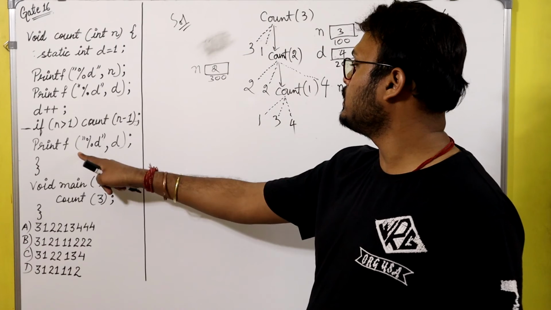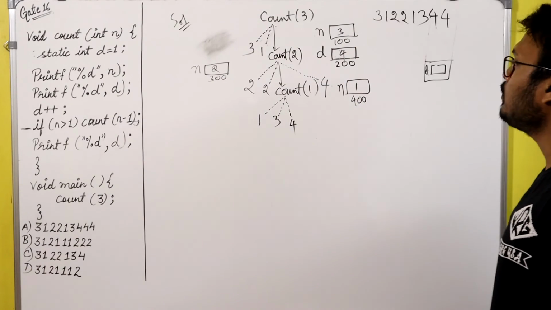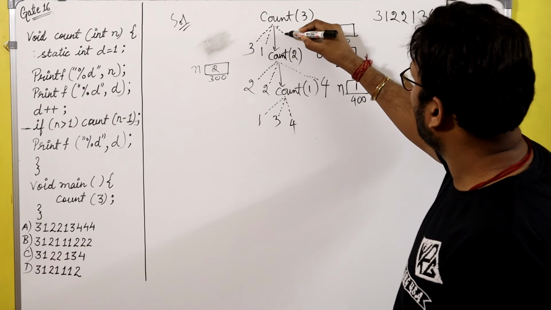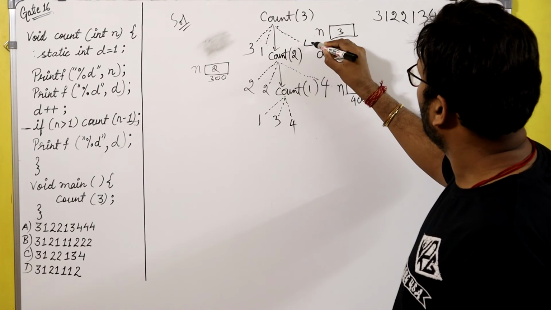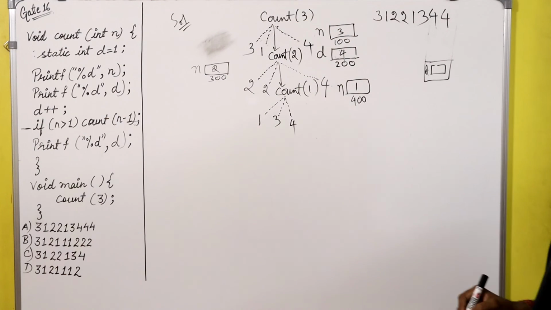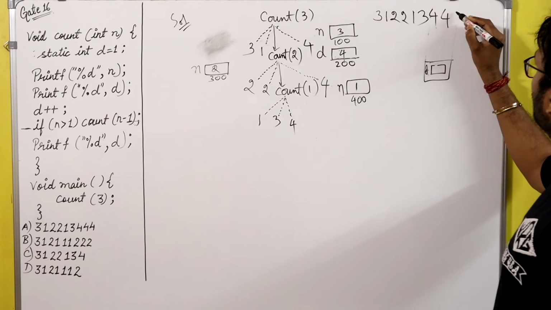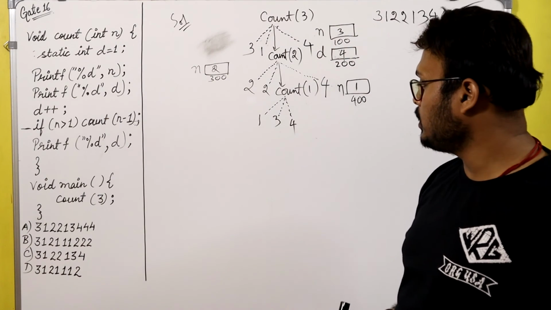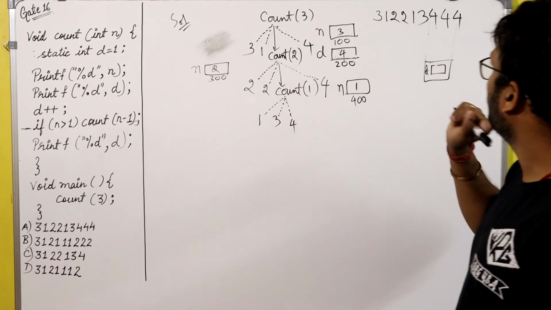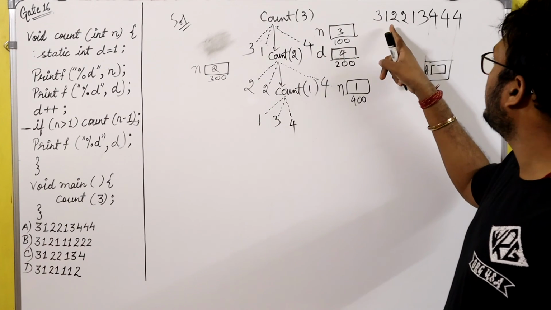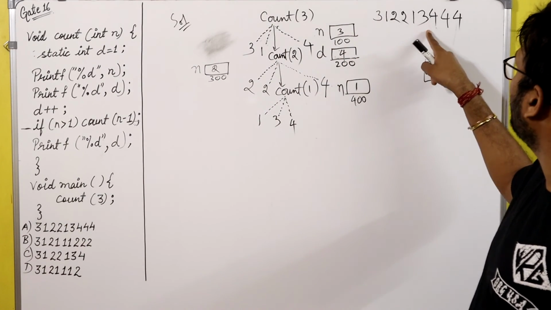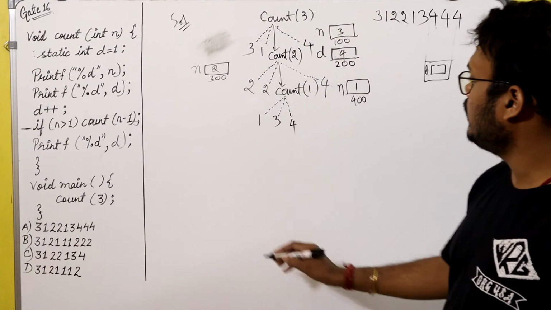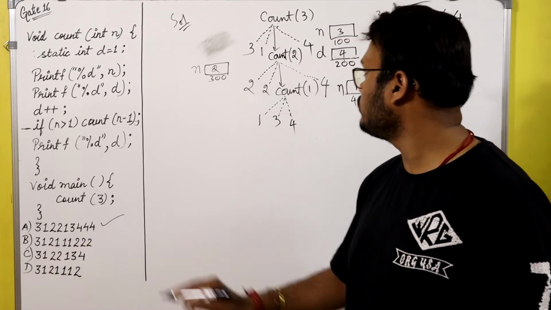So what is this? printf %d. What is the value of d? 4. So here 4 will be printed. Fine. So now another 4 is printed. So just check the option. Option A is correct because the values that are printed are 3 1 2 2 1 3 4 4. So option A is the correct option.